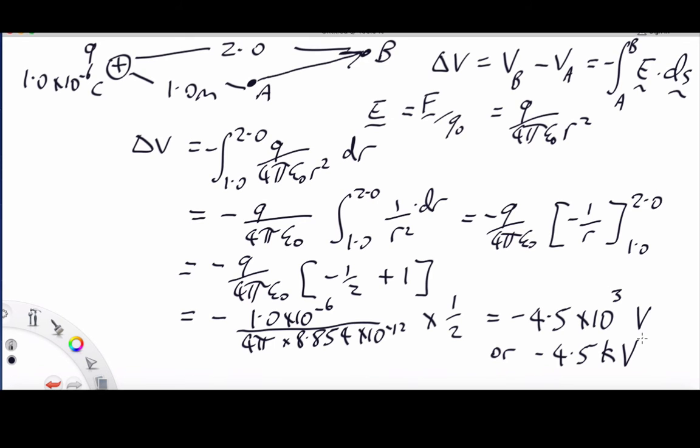Why is it a negative number? Because we've moved further away from a positive point charge, and that means we've moved in the direction the force would push a positive test charge, so we have gone from a higher to a lower potential.